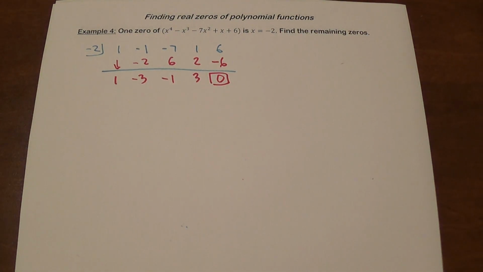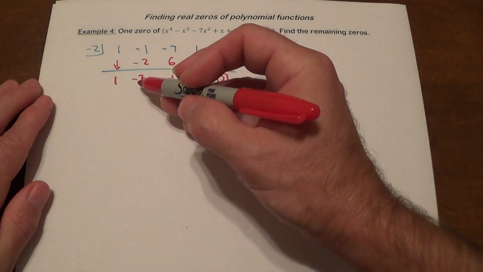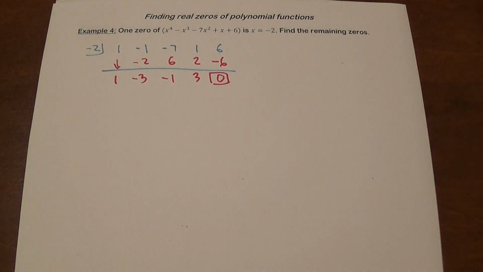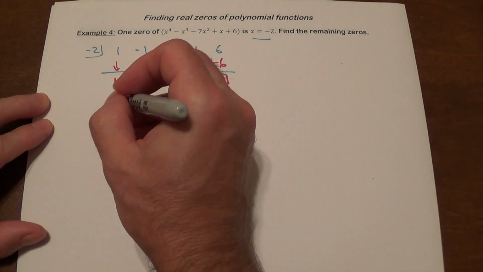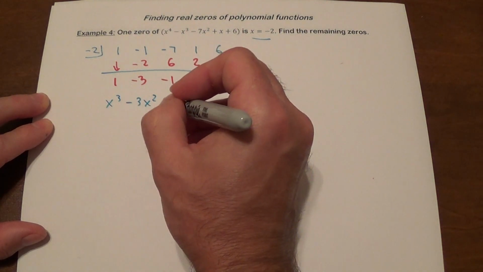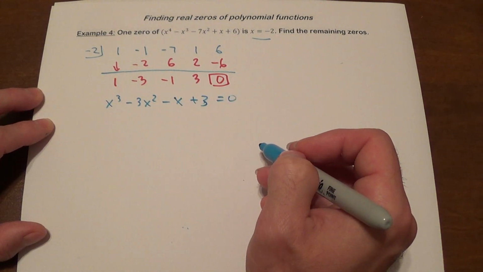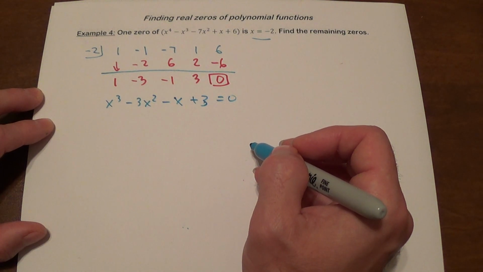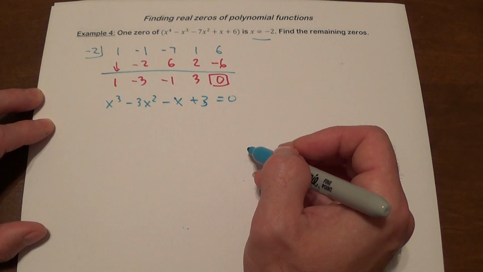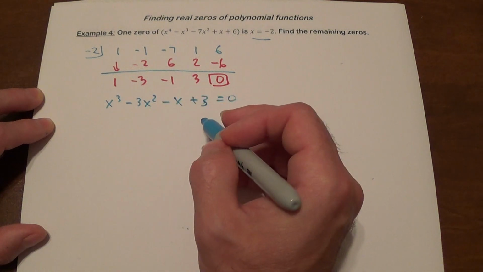So what we're going to do now is write this as a cubic polynomial. And we already know this is one number. So this is x cubed minus 3x squared minus x plus 3 equals 0. Okay, so we got a cubic one. Our problem is we don't know what else might be a solution here. We don't really have a formula for solving cubic equations. However, what you can do is factor it by grouping.